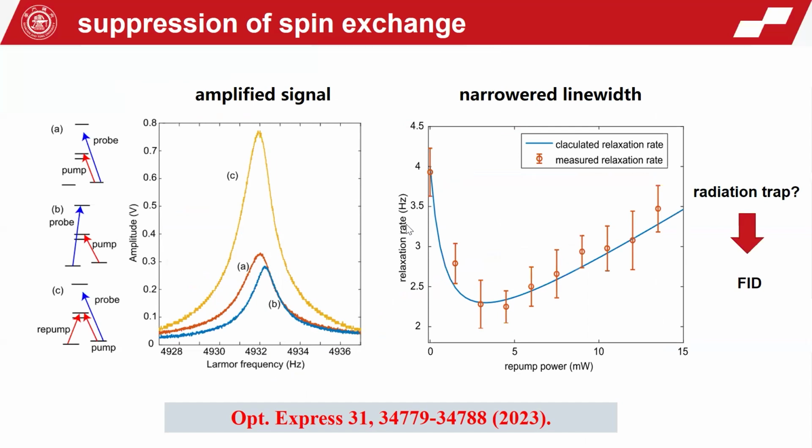But for the line width, there was some pioneer work about seeing light narrowing in paraffin coated cells. They met a problem about radiation trapping. So what we do is we operate the magnetometry in the FID, free induction decay, scheme, and we pump the atoms and turn it off. Then we just measure its free decay. Then there is no problem of radiation trapping. So we can clearly see a drop of the relaxation rate with the increase of the pump power.